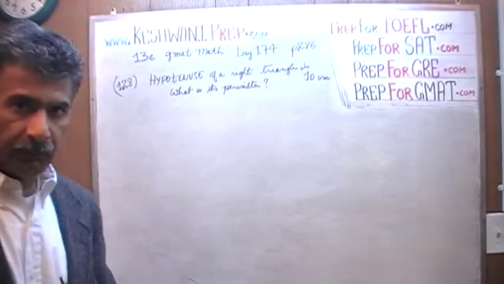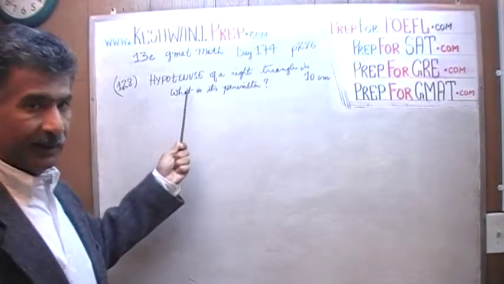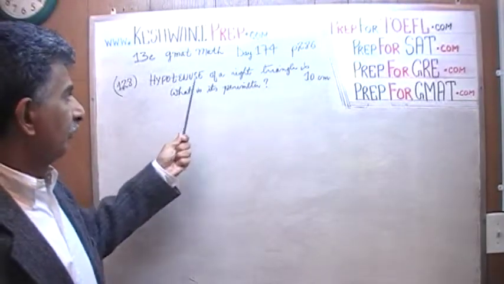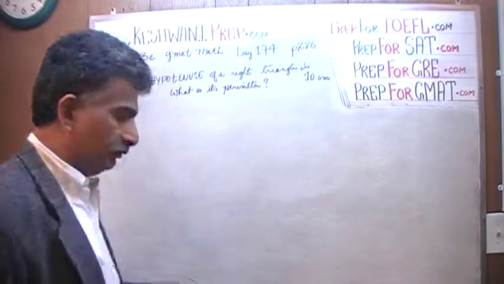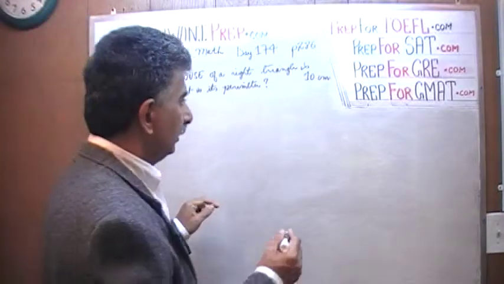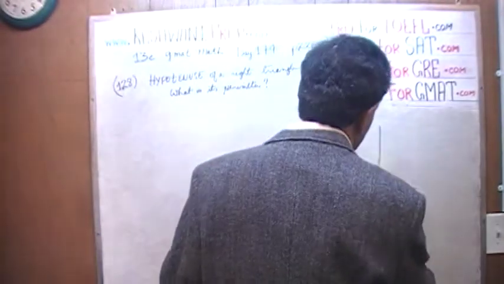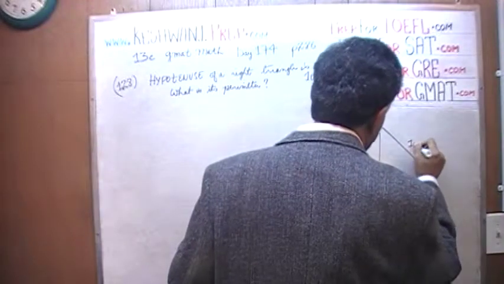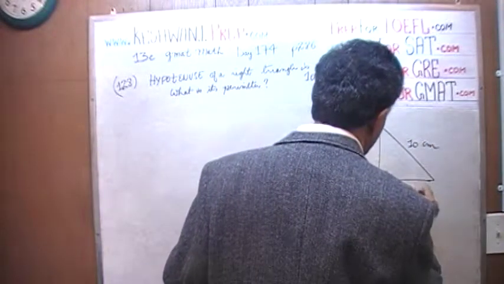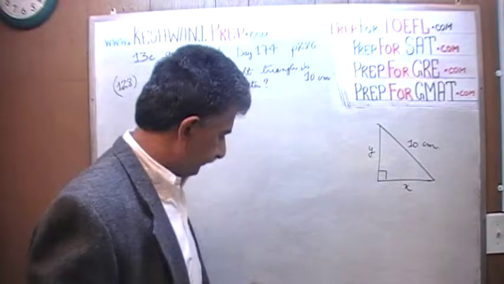In problem number 128, we are told that we have a right angle triangle with a hypotenuse of 10 centimeters, and the question simply is, what is the perimeter of it? What's the perimeter of this right angle triangle? So let's draw a right angle triangle. The hypotenuse we are told is 10 centimeters. Let's call this x and let's call this y.